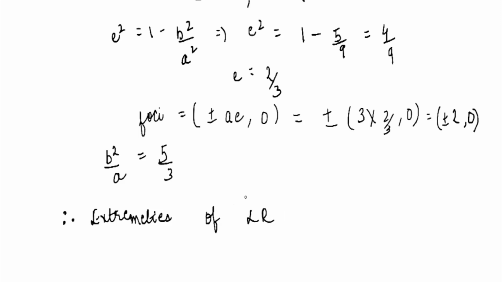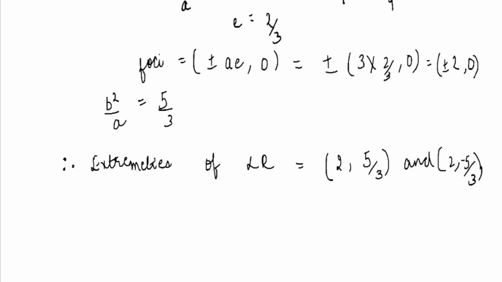So the extremities of the latus rectum are equal to ae comma plus minus b square upon a, that is 2 comma 5 by 3 and 2 comma minus 5 by 3. So these are the extremities of the latus rectum.